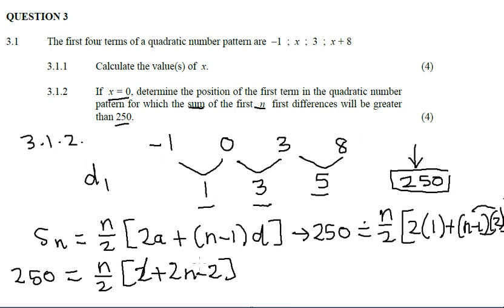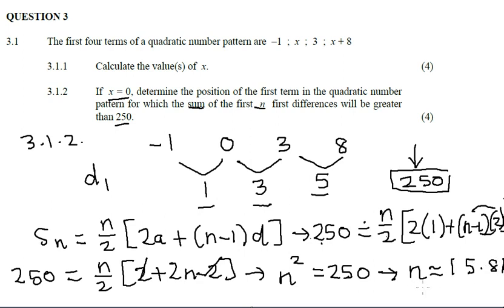The 2 and the -2 cancel. So n over 2 multiplied by 2n just becomes n squared. So n squared is equal to 250. And if I square root both sides, we get the approximate location for n. The square root of 250 works out to be approximately 15,81. So that gives us the approximate location.